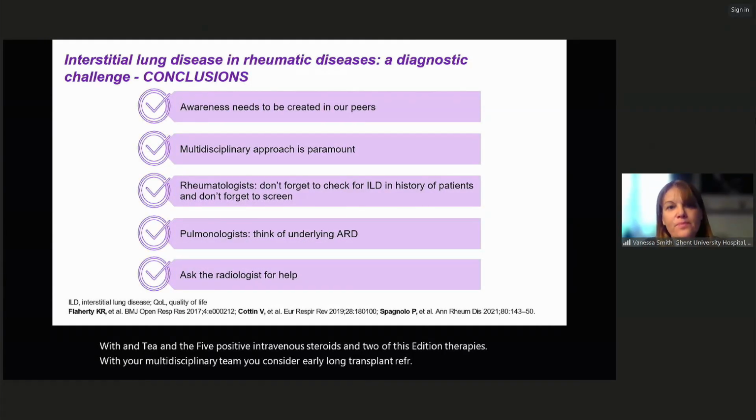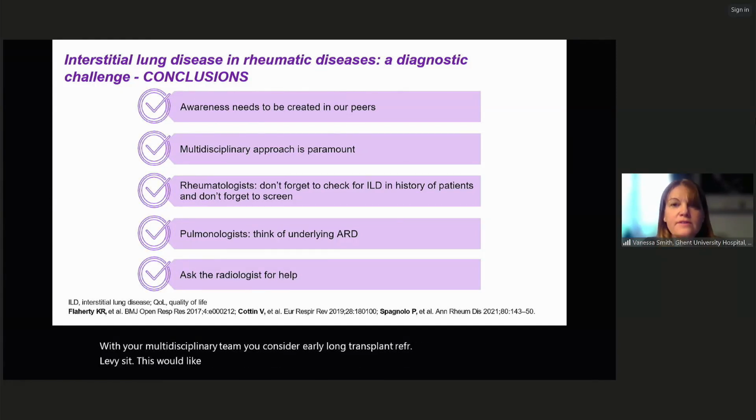Having said this, I would like to conclude with the following slide. Interstitial lung disease is a diagnostic challenge to all of us. We need to create awareness in our peers. Multidisciplinary approach is something I cannot manage my patients without. So we do need continuous multidisciplinary approach with active teams which interact actively with each other. Rheumatologists, don't forget to check for ILD. Ask your patients if they're short of breath, use your stethoscope.